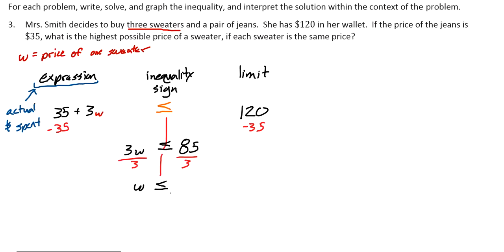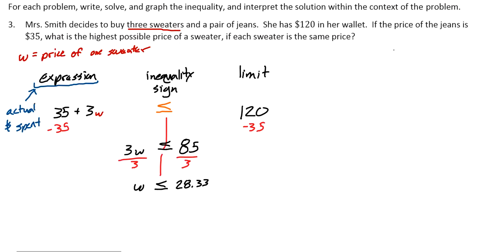So let's see. 3 divided by 3 will cancel out. 85 divided by 3 is going to give you 28.33. It actually is 3 repeating, but again, I'm keeping in mind that this W stands for the price of one sweater, so I want to end it with 2 numbers after the decimal. So 0.33333 going on forever rounds to just 0.33. Okay, so we wrote, we solved, and now we have to graph the inequality.